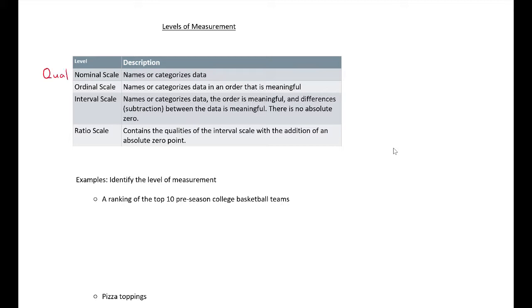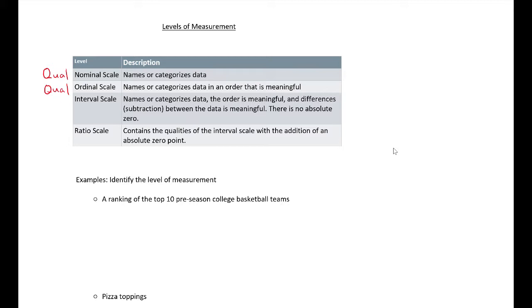And your nominal scale is just different names and categories. There's no order, there's nothing to it. It's just a listing of categories. However, if you're able to rank those categories or to rank those non-numerical values, you have what we call the ordinal scale. The word ordinal means that there's an order, a hierarchy. And once again, these tend to be your qualitative data sets.